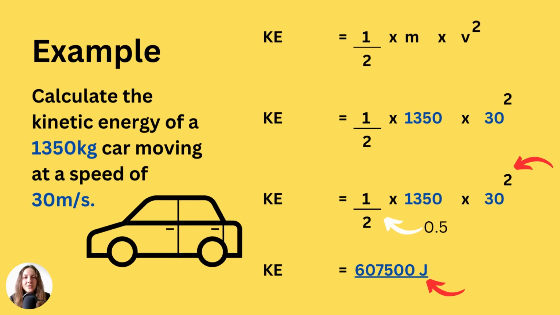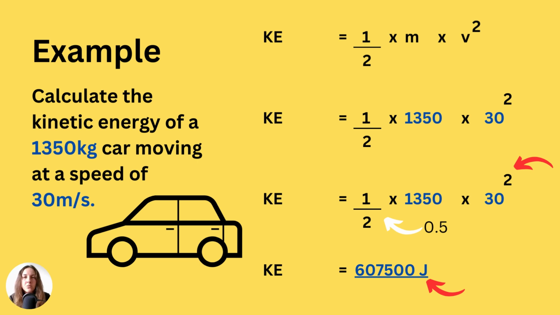An example then: calculate the kinetic energy of a 1,350 kilogram car moving at a speed of 30 meters per second. One of the key tips you should do in the exam is write out the equation first. You will be given an equation sheet, so do feel free to check that first. Then, once you've written the equation, you want to put in the numbers which you are given in the exam. And I've highlighted those numbers.